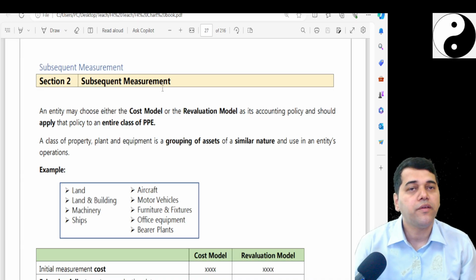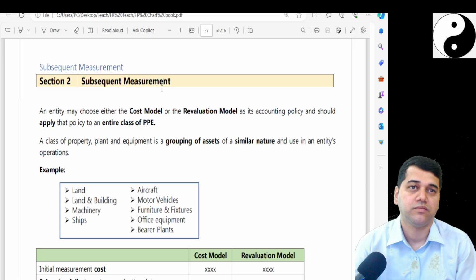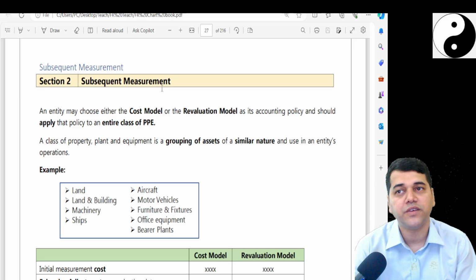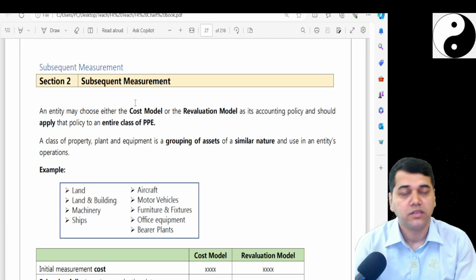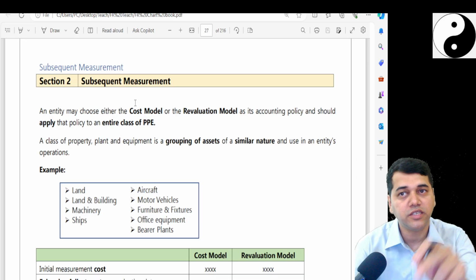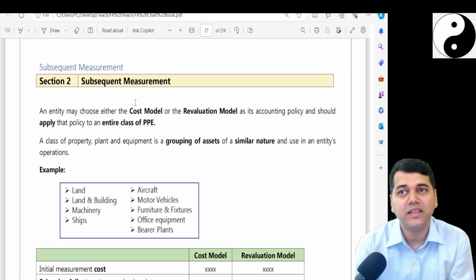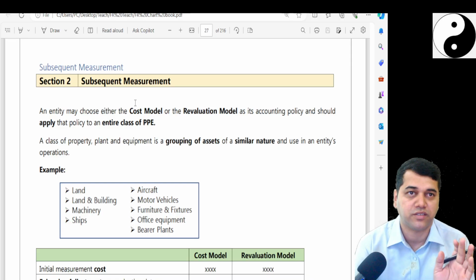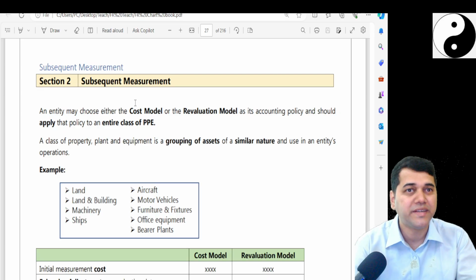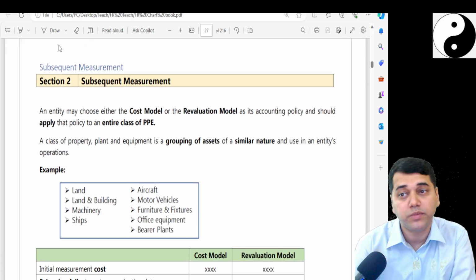Yes, so next we will move on to the subsequent measurement. How do I subsequently measure? See, for a financial instrument, subsequent measurement depends upon the classification. Classification depends upon a test. But for PP, there is no such classification, there is no such test. There is something called a class of assets, but tests and all are not there. So the entity may choose, there is a choice.